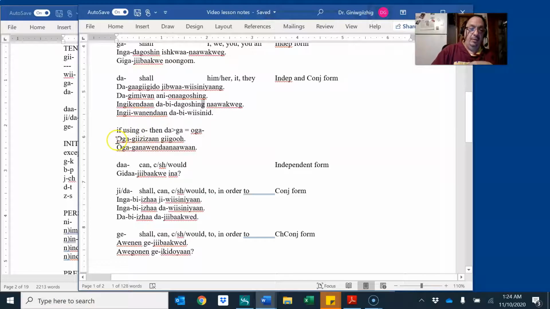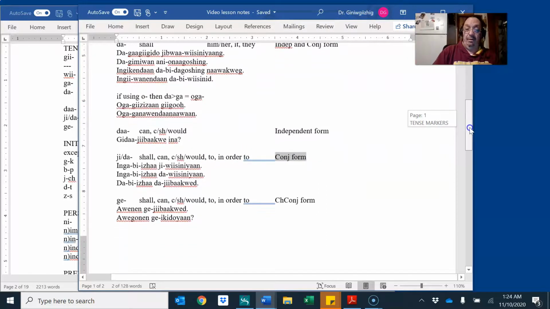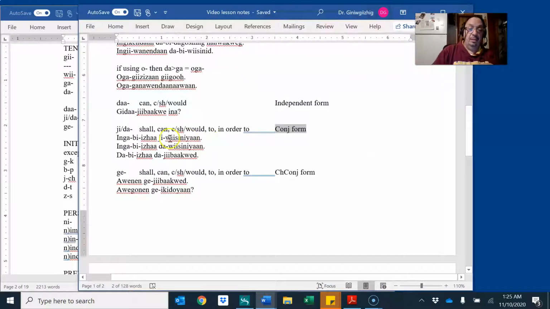Da changes to ga when we use O. Da, can, could, should, would, could you cook. Oh, here it is. J and da are tense markers for shall, can, should, would, in order to, but they're only used in the conjunct form, which means the secondary verb in the sentence. There it is right there. Inka bisha, I came here to eat. Inki bisha, chi wisinian, in order to eat. J.